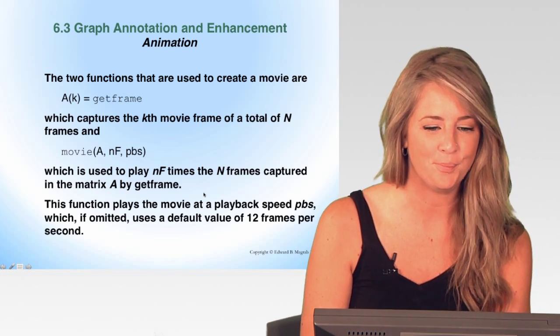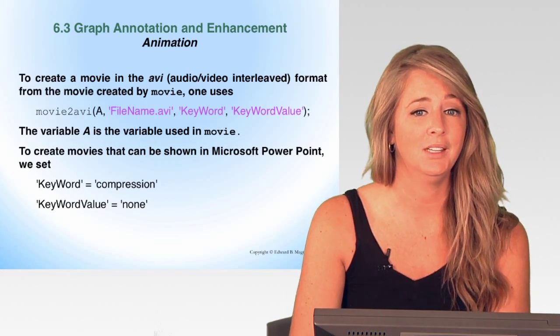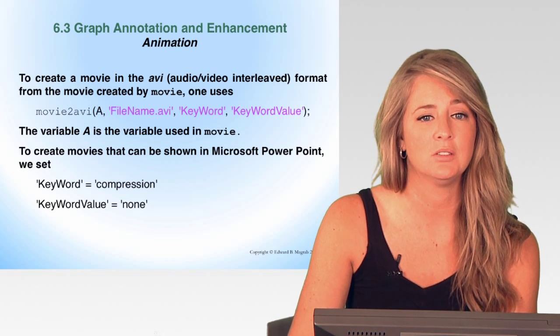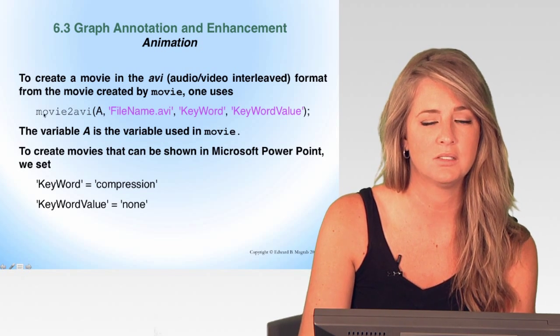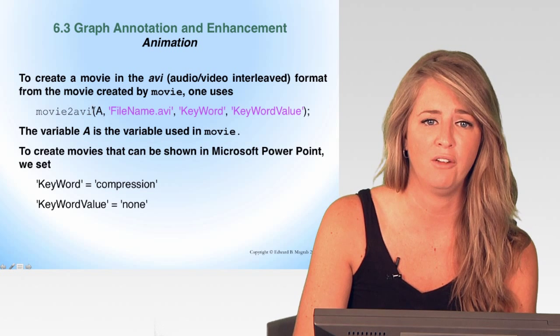This function plays the movie at a playback speed of fps, which if omitted uses a default value of 12 frames per second. To create a movie in the AVI format, we can do that using movie2avi. So this basically just transfers it to an AVI for us.